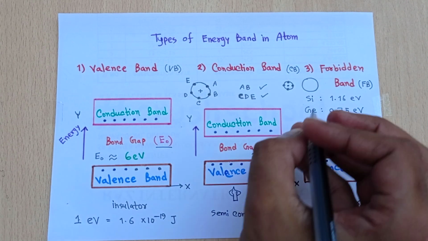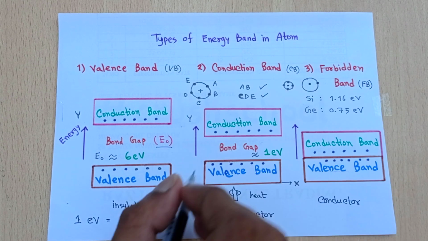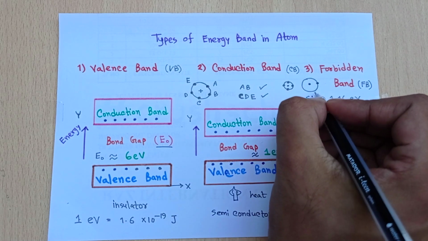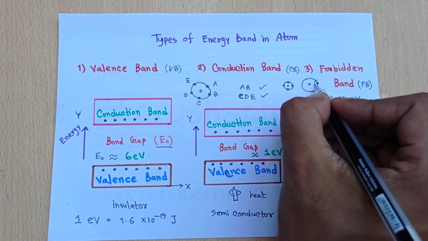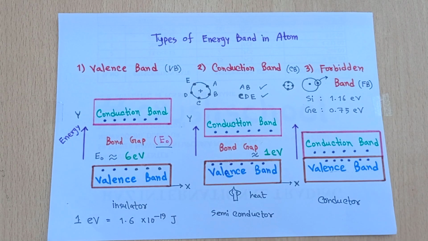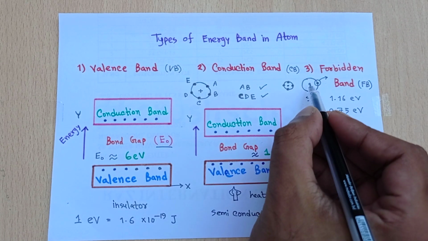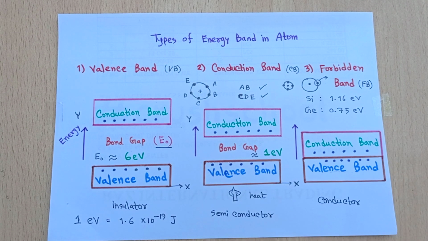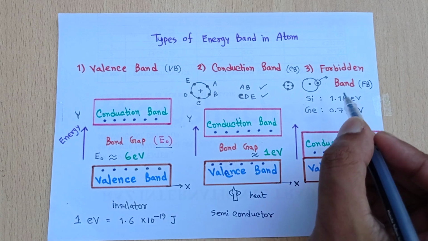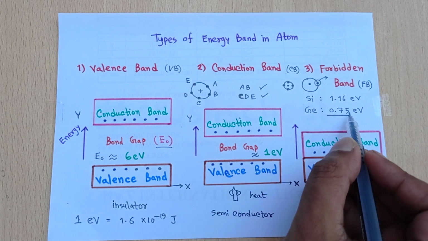But the next one is germanium. As the nucleus of germanium is at a large distance from the outer shell, there is less chance to hold on to this electron, so it is easy to pick the electron from one atom to another atom. In that case, there is a lower amount of attraction between the nucleus and the outer shell electron of germanium, and for this reason it takes a lower forbidden band energy, which is 0.75 electron volt.